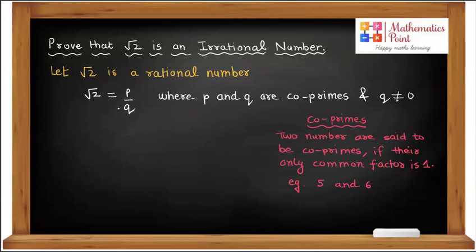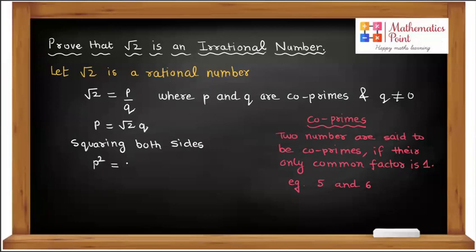So when we cross multiply, we will be getting P is equal to square root of 2 into Q. Now I am squaring both sides. So when I do squaring both sides, I will be getting P square is equal to the square of square root of 2 is 2. So that is equal to 2Q square.